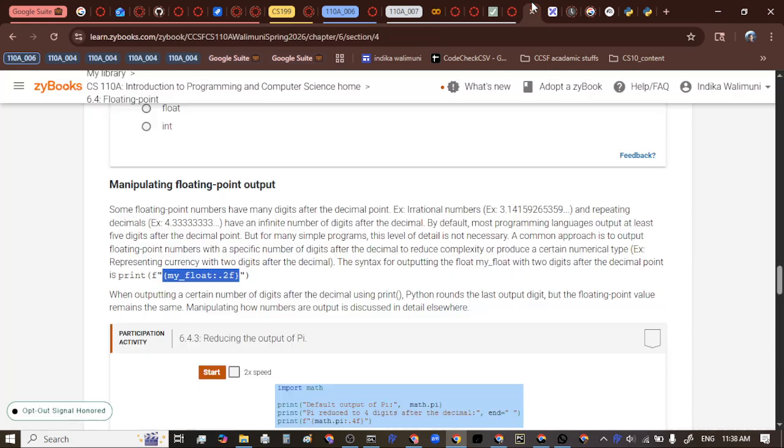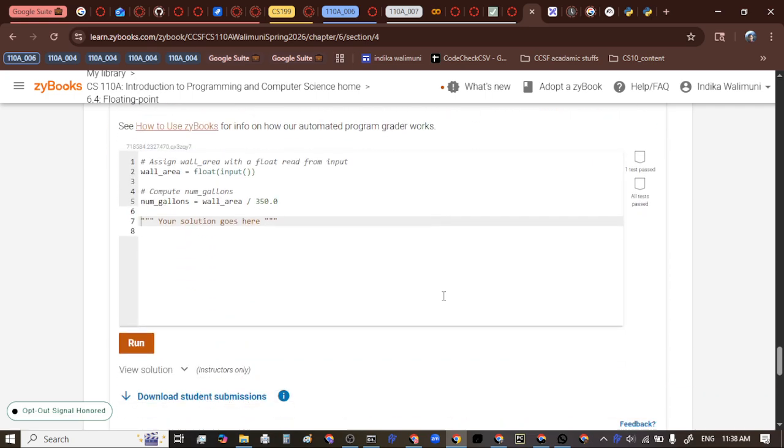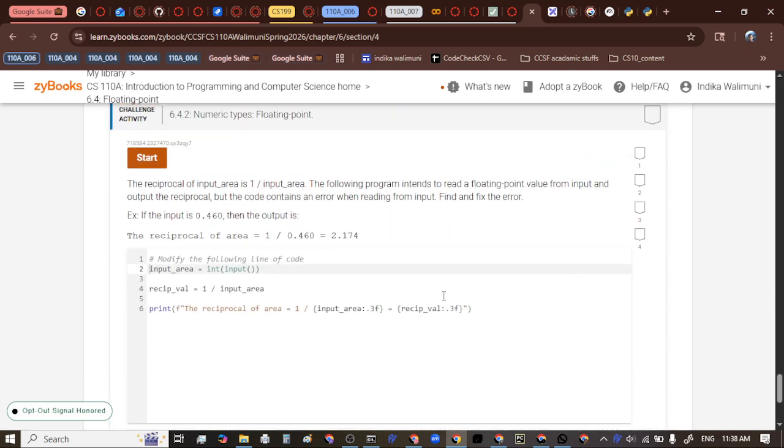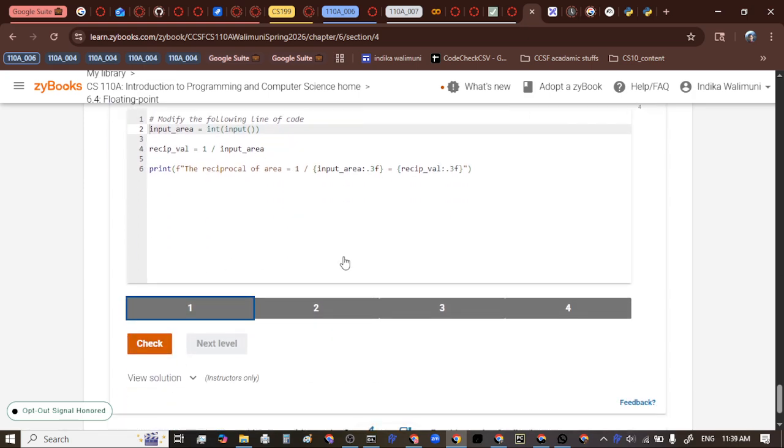Okay, so let's go back. Let's quickly do this one, guys. The numeric type, floating points. The reciprocal of input area is 1 over input area. The following program intends to read a floating point value from input and output the reciprocal. But the code contains an error when reading from input. Find and fix the error. Let's run it as it is and see what the error is.